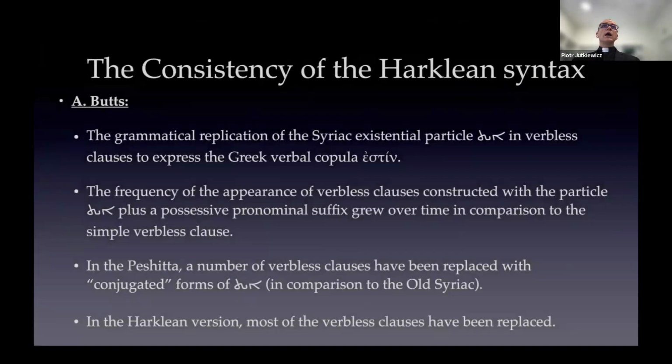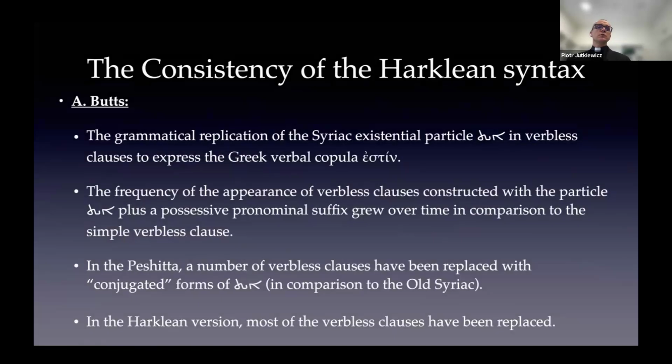Aaron Butts, while analyzing the grammatical replication of the Syriac existential particle it in verbless clauses to express the Greek verbal copula estin, mentions that the frequency of the appearance of the verbless clauses constructed with the particle it plus a possessive pronominal suffix grew over time in comparison to the simple verbless clause with syntactically juxtaposed predicate and subject. Other characteristics of a stricter grammatical consistency in representing the Greek original by the Harklean translation are briefly mentioned by Daniel King. There are, however, other cases where Thomas of Harkel was less strict than scholars tend to assume.